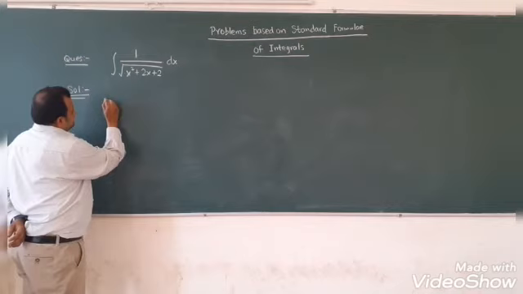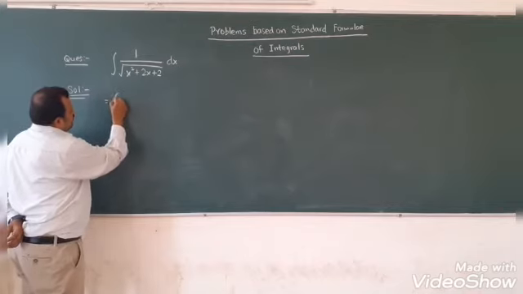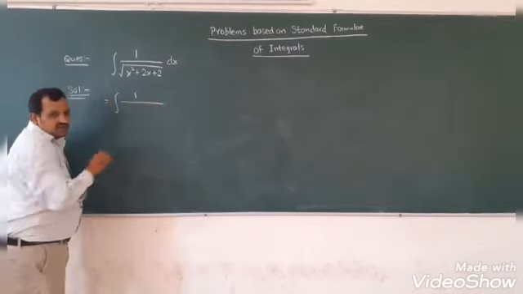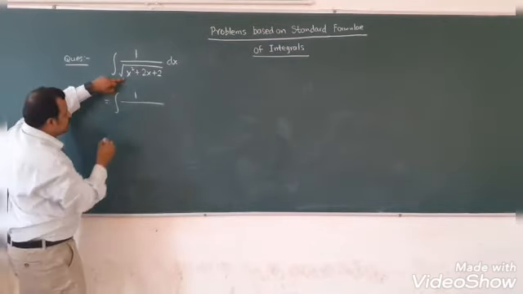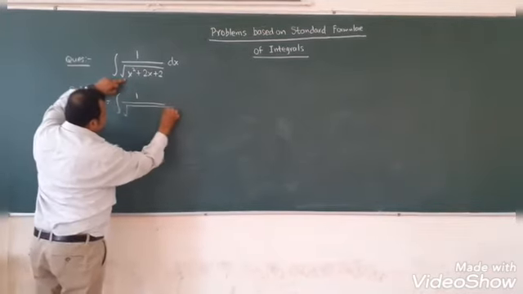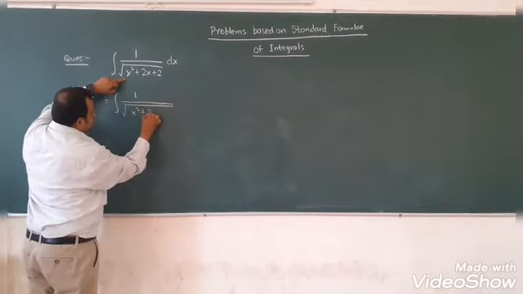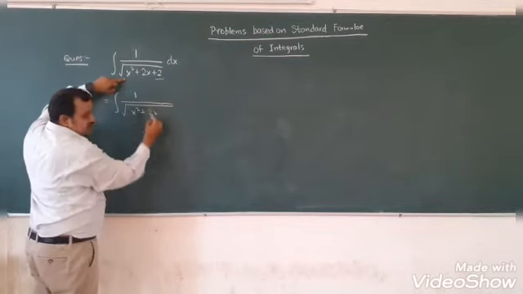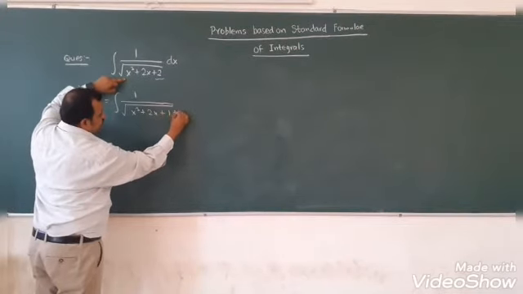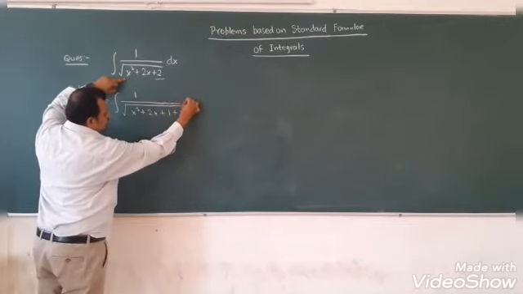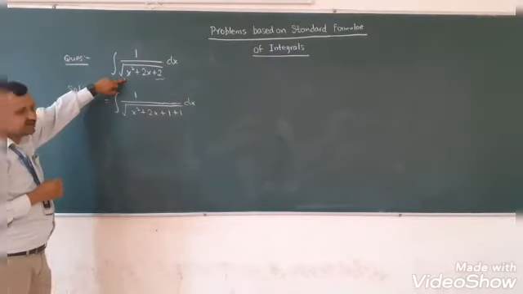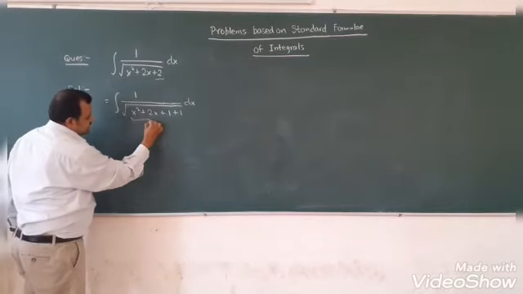So this I can write as 1 divided by, first you have to make this a perfect square. So here I can say square root of x square plus 2x, this 2 can be written as 1 plus 1. I hope this is clear. 2 we can write as 1 plus 1.